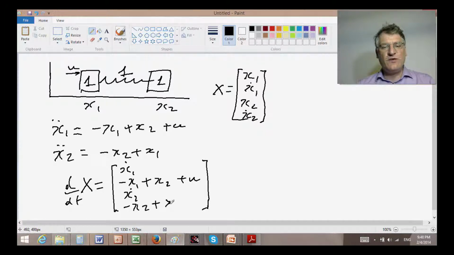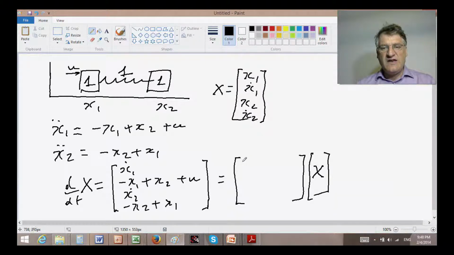x2 plus x1. And if we want to write this in matrix form, we just construct the matrix A so that these expressions are A times x, which is x1, x1 dot, x2, x2 dot. So I'm going to just summarize it as x. And what I get is that it will be 0, 1, 0, 0. d dt of x1 dot will be minus x1 plus 0 times x1 dot plus x2, plus u. We will take care of it later.